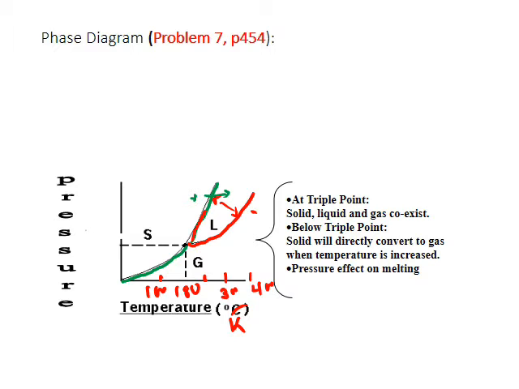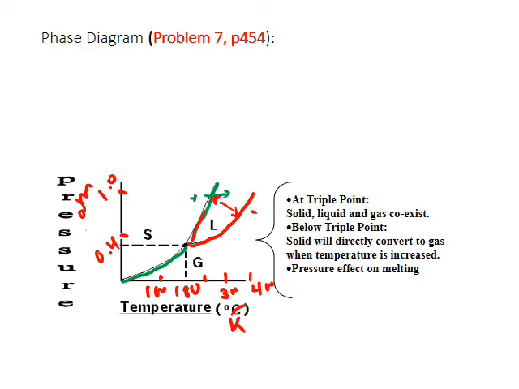The triple point pressure is about 0.4, and the unit is atmosphere, ATM. So 1 would be somewhere here, that's 1.0 atmosphere, and 0.5 would be somewhere here. Now with this in mind, let's try to answer some of the questions.